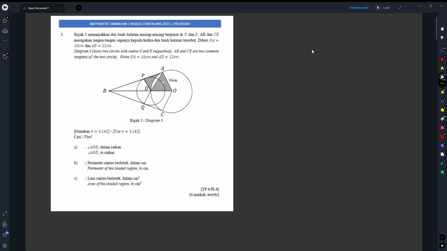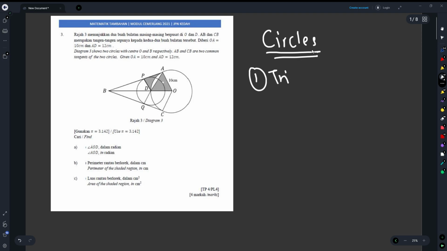Every time I tell my students that whenever you want to solve a circles question, two things you must always put inside your mind. One is that trigo and Pythagoras must be used, either one of them or both of them. Trigonometry and Pythagoras theorem must be applicable. Try to input this into your idea.